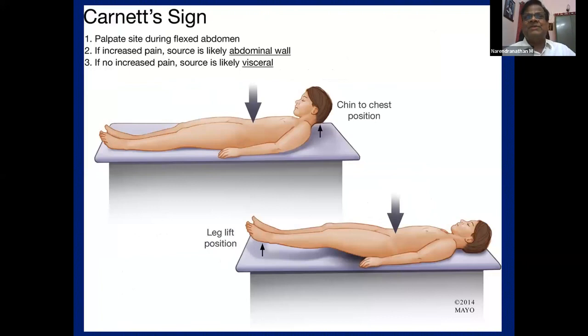So this is the Carnett sign. Palpate the site during flexed abdomen. If increased pain, the source is likely abdominal wall. If no increased pain, the source is visceral. So Carnett sign is used for pain and not for lump. When the pain is increased, you know it is from the abdominal wall. Similarly, you can have a leg lift or chin test. So that's not Carnett sign.